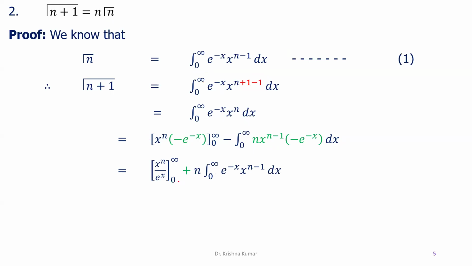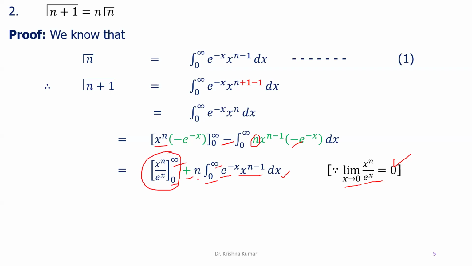So it can be written as x to the power n upon e to the power x under the limit 0 to infinity, plus, we can take this n outside, this minus and this minus will become plus, integration of e to the power minus x, x to the power n minus 1 under the limit 0 to infinity with respect to x. But we know that the limit of x to the power n upon e to the power x when x tends to infinity is 0, so the left hand side is 0.